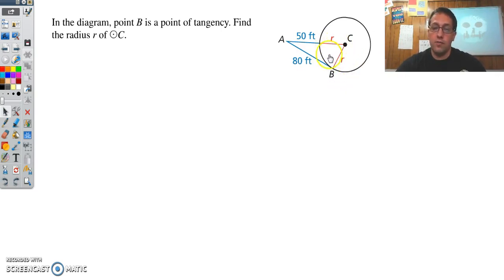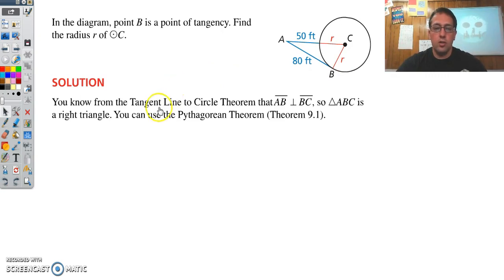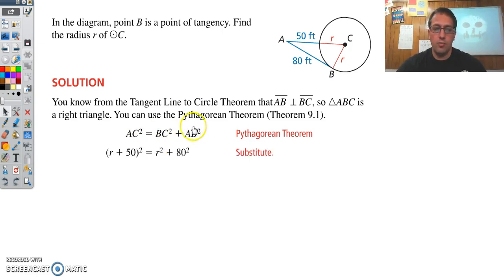I'm looking for sides of this right triangle, so I'm going to use the Pythagorean theorem again. That's what we've been using for years, right? So we're going to plug in the Pythagorean theorem. The hypotenuse is AC, so we have AC squared equals BC squared plus AB squared. Plug in our measurements, so we've got R squared plus 80 squared. Now, the hypotenuse, notice, is going to be R plus 50, because we don't know what this R is.